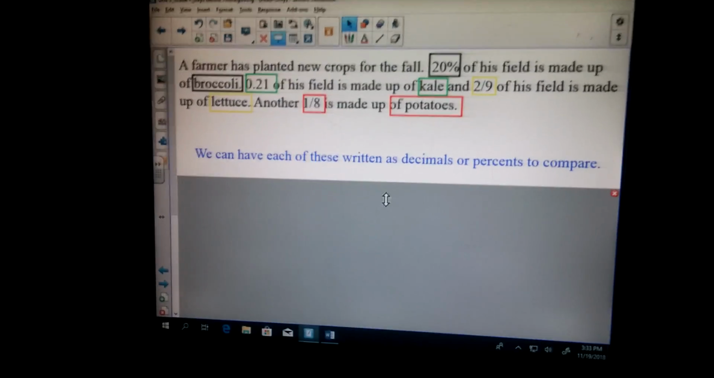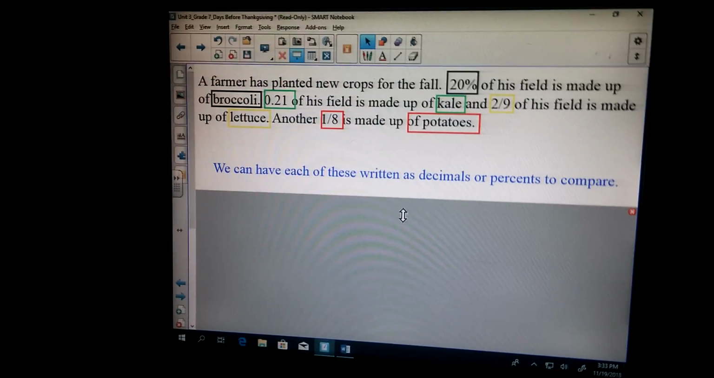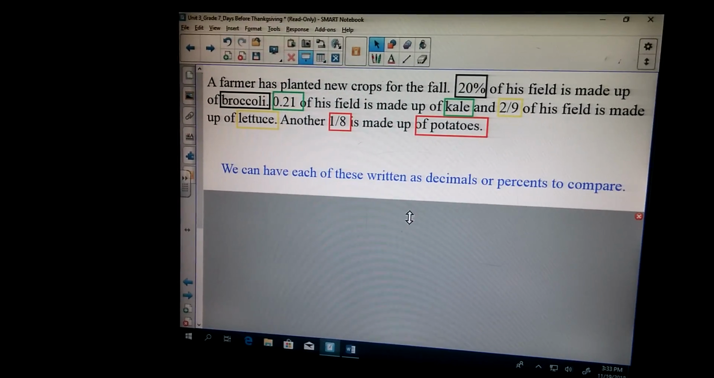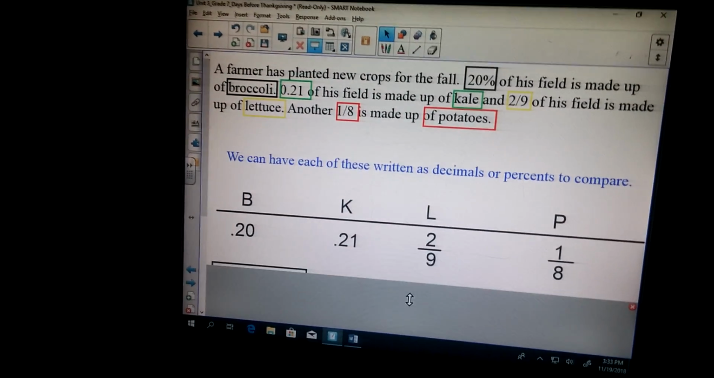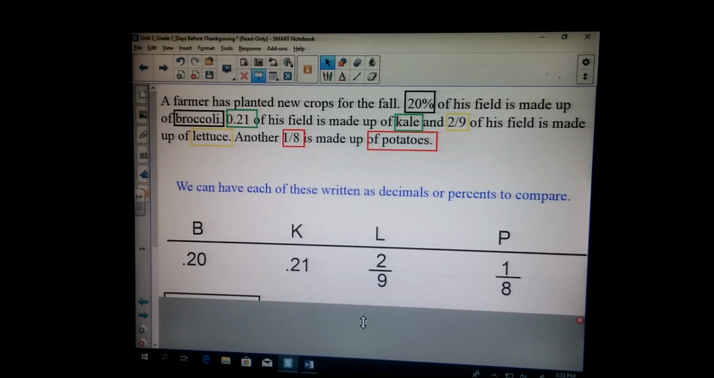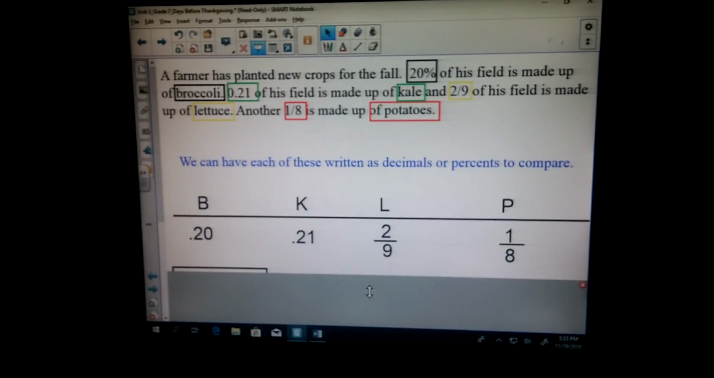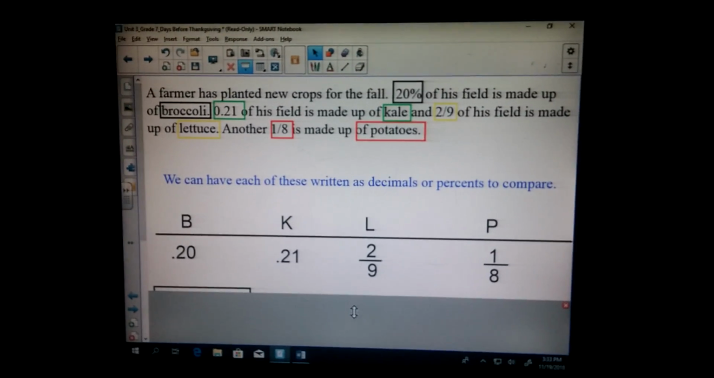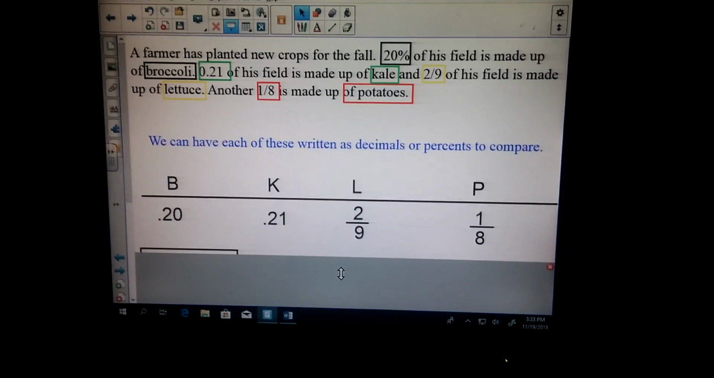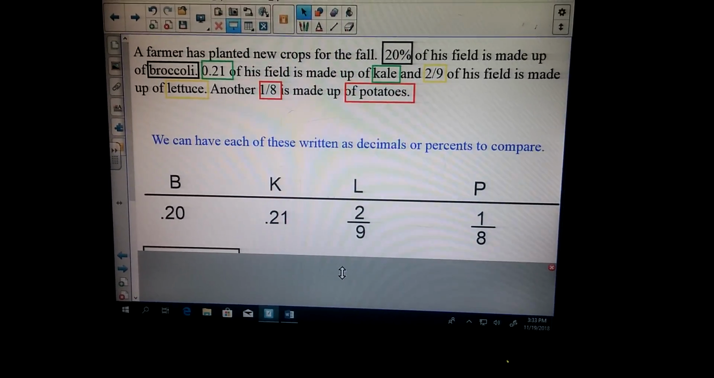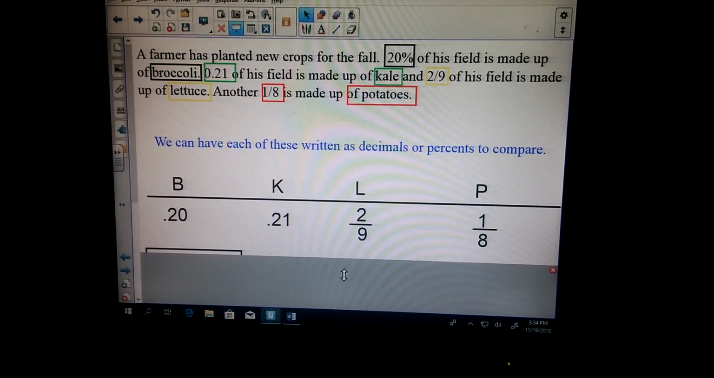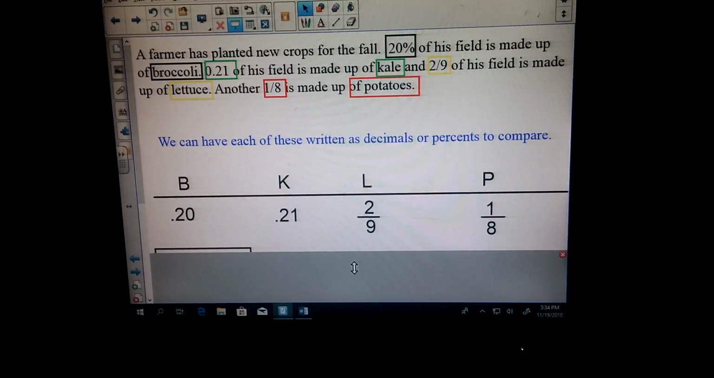The first two are easy. 20% is 0.20. That represents broccoli. I have that squared in black. 0.21 is already written as a decimal for kale. The thing is now we have to use the skills that we learned yesterday and convert the lettuce and potatoes into decimals. Pause the tape and go ahead and divide 2.00 divided by 9 and 1.000 divided by 8.